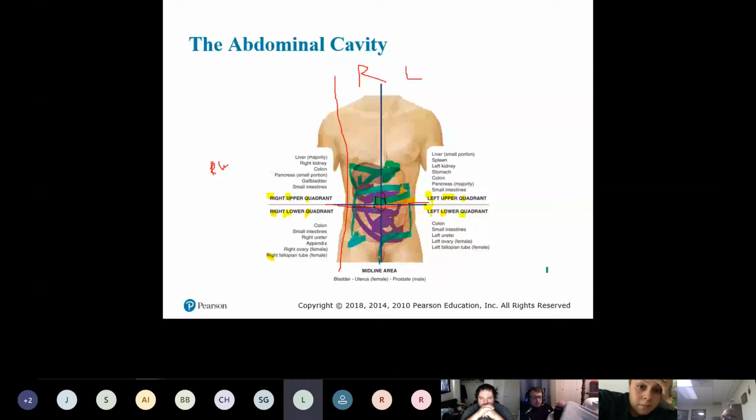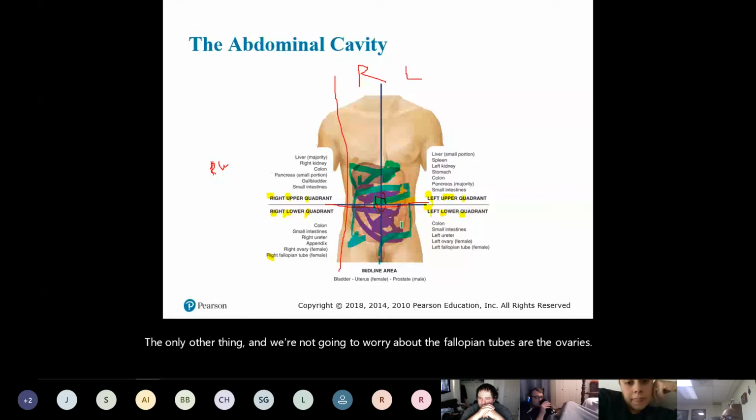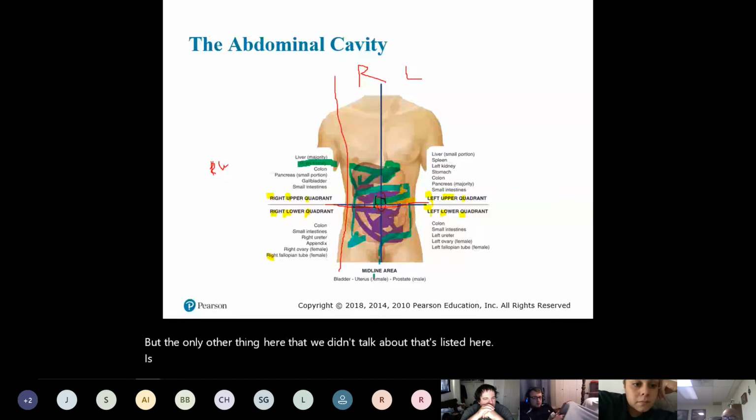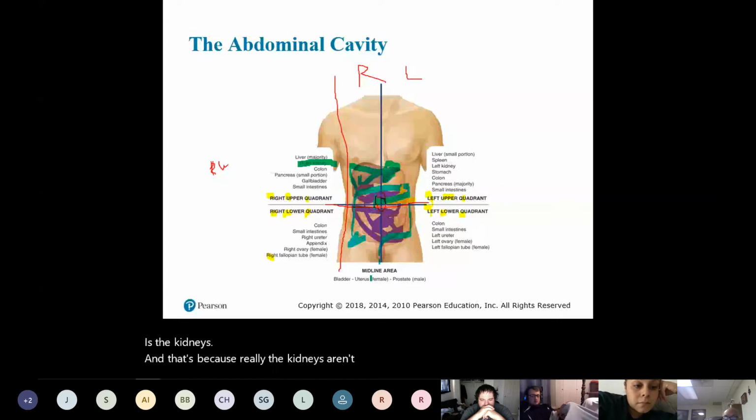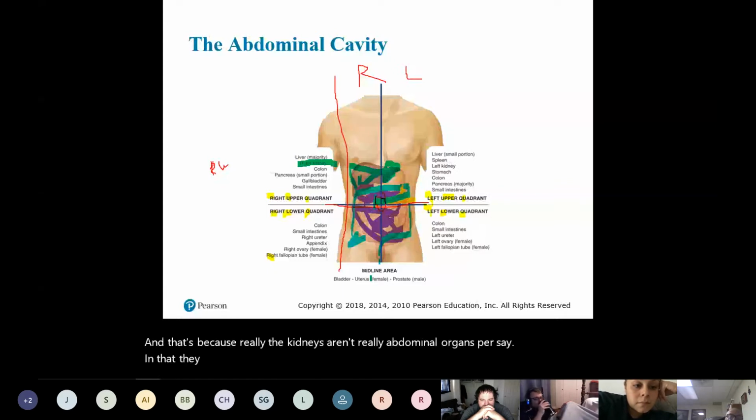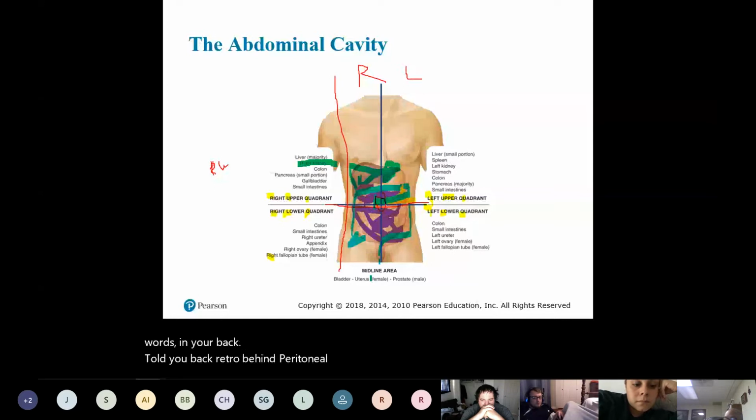Now, the only other thing, and we're not going to worry about the fallopian tubes or the ovaries, but the only other thing here that we didn't talk about that's listed here is the kidneys. And that's because really the kidneys aren't abdominal organs per se, in that they're not found in the abdomen, they're found in the retroperitoneal area. In other words, towards your back. Retro, behind, peritoneal, the abdomen. Okay, so those are your abdominal organs.